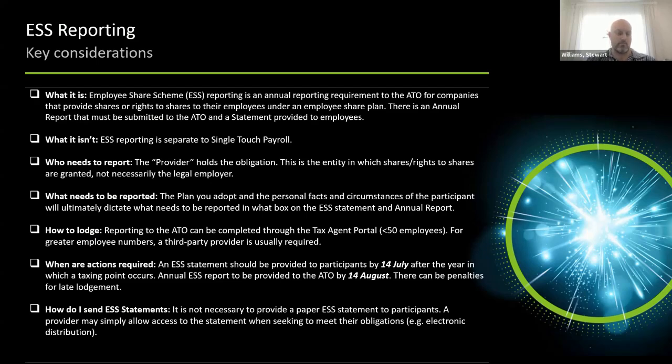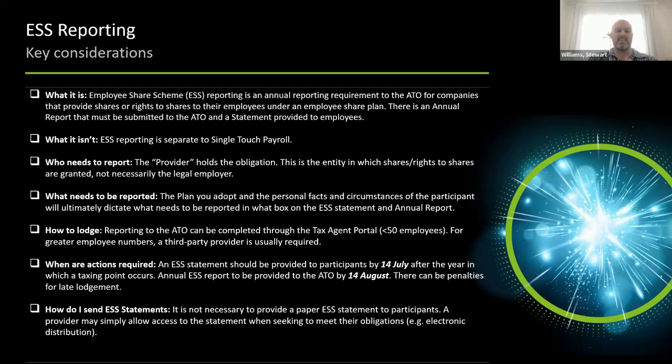And even if you undertake that review in the first year and then perhaps limit the amount of review in later years, that's probably fine, but certainly get something done in the first year to make sure that you're getting it done appropriately. In terms of the actions and what is required, there are two key elements. The 14th of July is the due date for delivery of the ESS statement to participants.